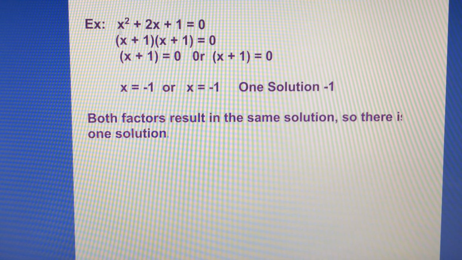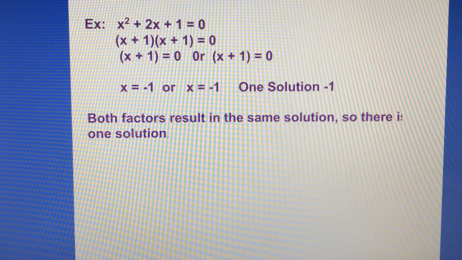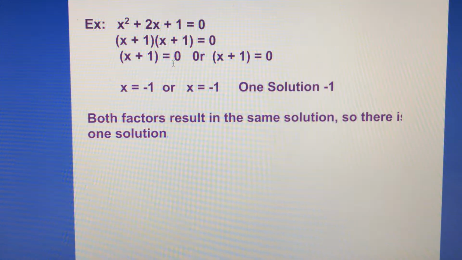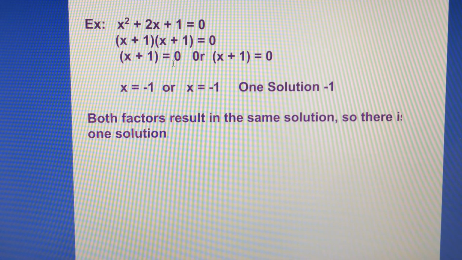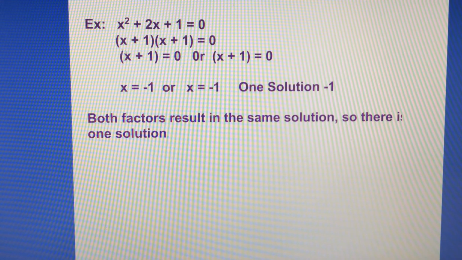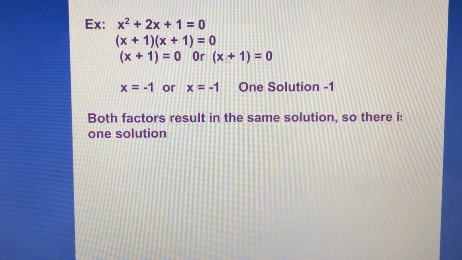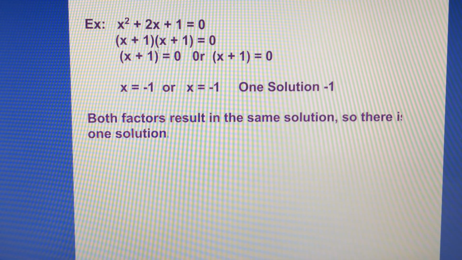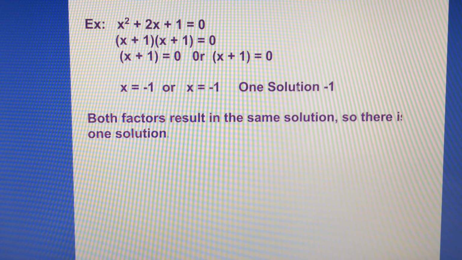So example, x squared plus 2x plus 1 equals 0. Factor it: x plus 1 times x plus 1. X is just going to be negative 1, isn't it? I have x plus 1 equals 0 or x plus 1 equals 0, because this really is a squared factor. This is x plus 1 squared, isn't it? X equals negative 1 or negative 1. That's the same number, everybody. We all can see that. There is only one solution, negative 1.